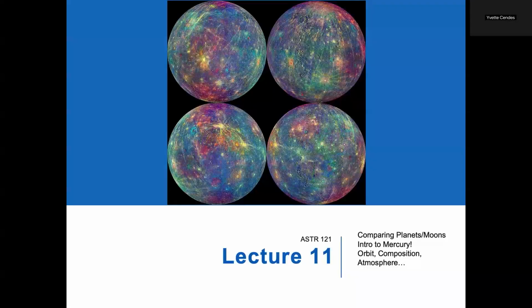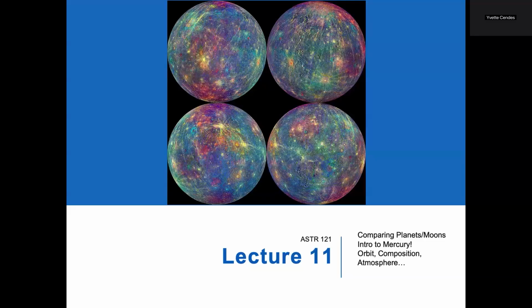This is a picture, or sorry, a composite of pictures of the planet Mercury. We're finally going out, if you were worried that the solar system class is spending too much time around Earth, we're finally going out to talk about the rest of the planets in much more detail. So Mercury, I'm sure you've seen pictures of all the planets in the solar system, and you'll tell me, Professor Cendes, this is not what Mercury looks like.